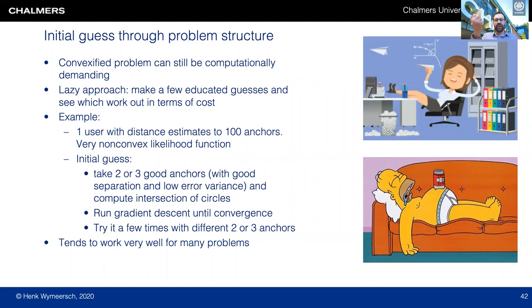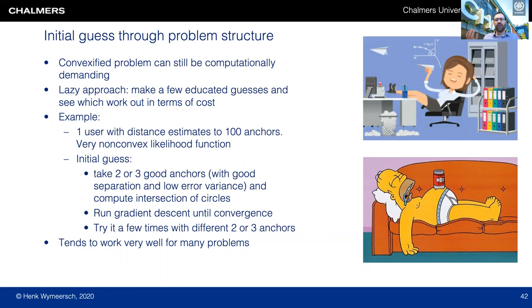An example will be the following. Let's suppose that you want to estimate your position, and you get distance estimates from 100 anchors around you. So you have to be on the intersection of 100 circles. And this is a very nasty objective function, with lots of local optima.